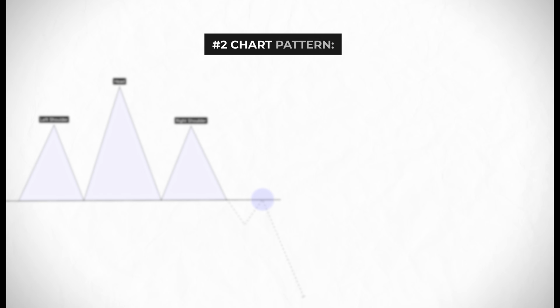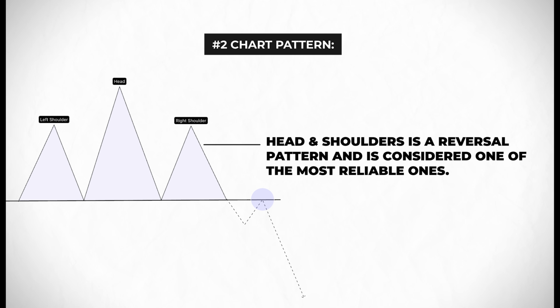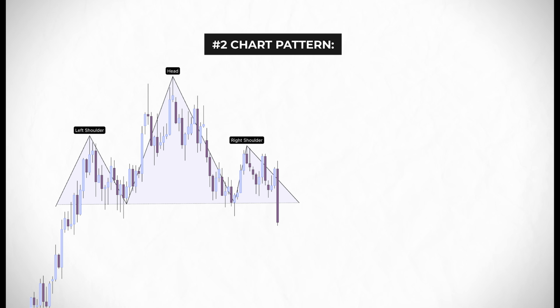So the second pattern that is always on my radar is the head and shoulders, and this is another reversal pattern, and it's basically considered one of the most reliable ones. The head and shoulders pattern appears at the end of an uptrend and is characterized by three peaks. So we have the left shoulder, the head, and the right shoulder. And the head is the highest peak and the shoulders are slightly lower but at a similar level.